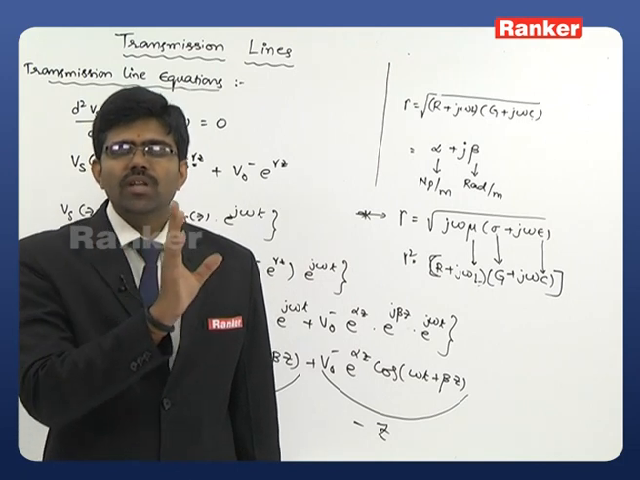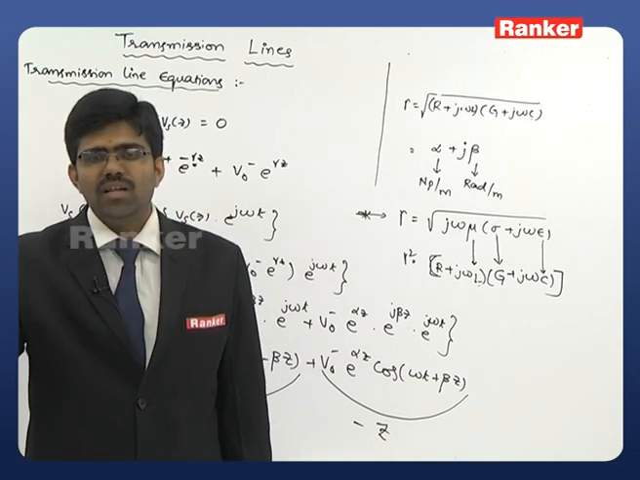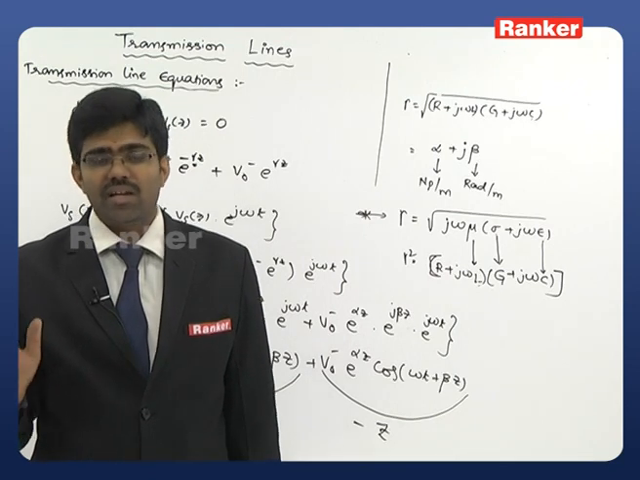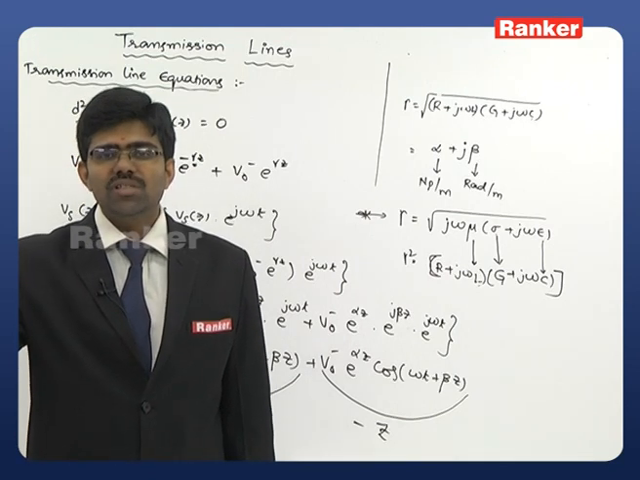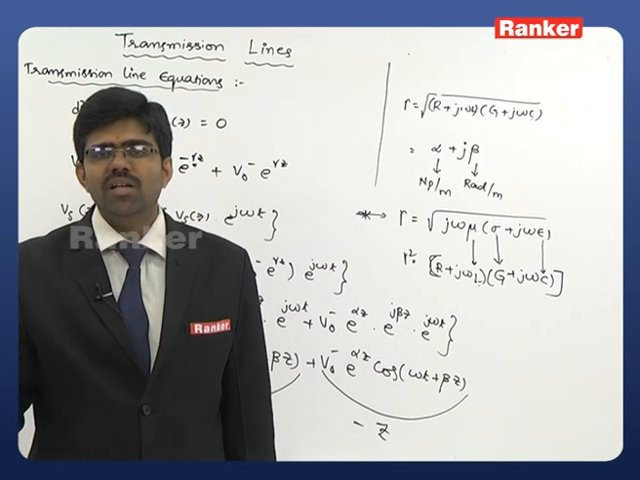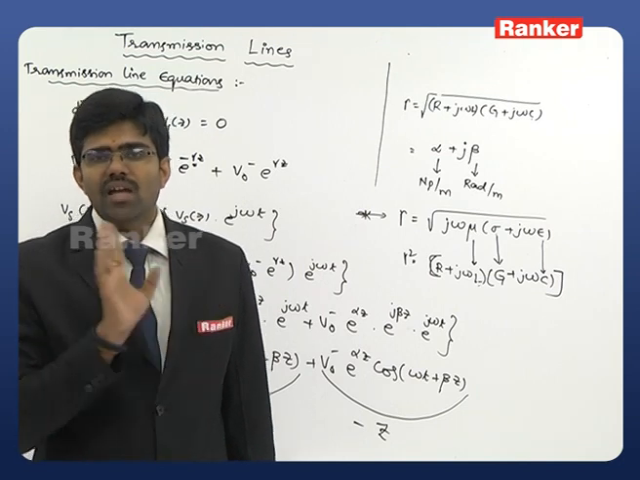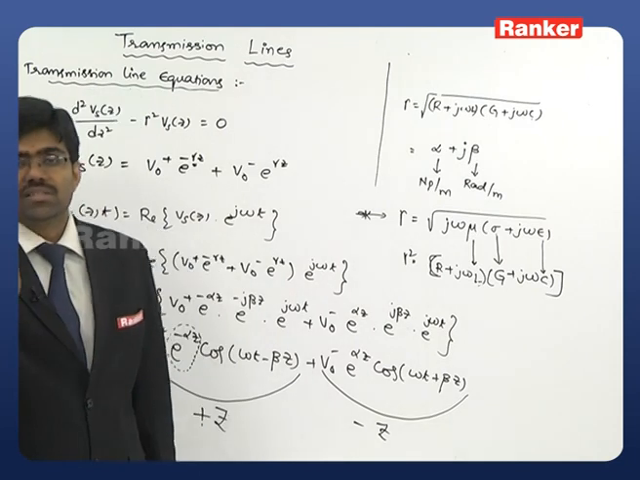What we have to do is take the positively traveling voltage and divide it by the positively traveling current, right? So the ratio of the positively traveling voltage to the positively traveling current is simply our characteristic impedance, which is described by Z0.